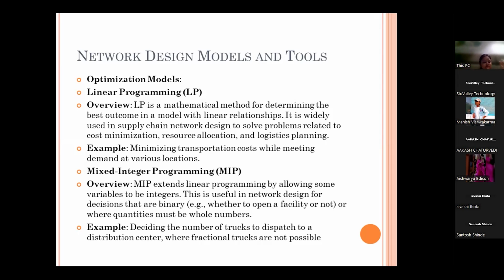Secondly, there is mixed integer programming. Mixed integer programming is firstly an extension of linear programming where we allow some variables to be integers. Like if we don't know the exact demand or exact order, we will assume it as an integer. If we have 45 or 4.5, if it comes in decimals, we will approximate it into the whole number.